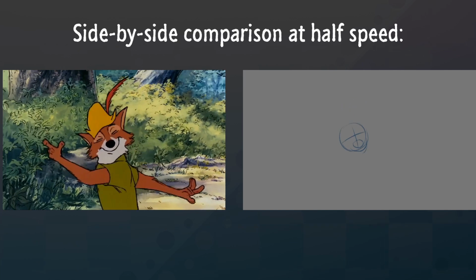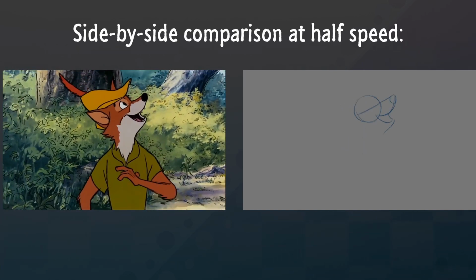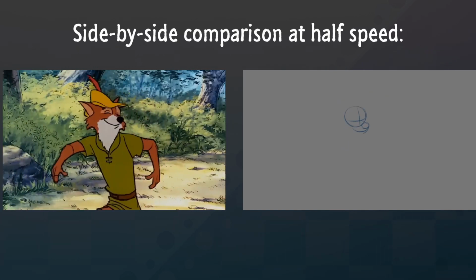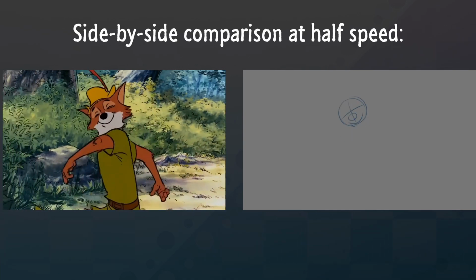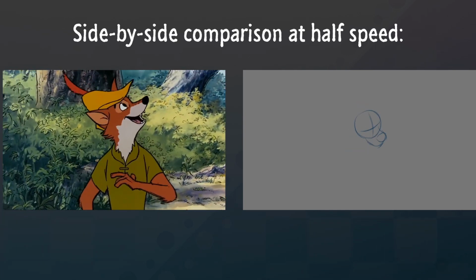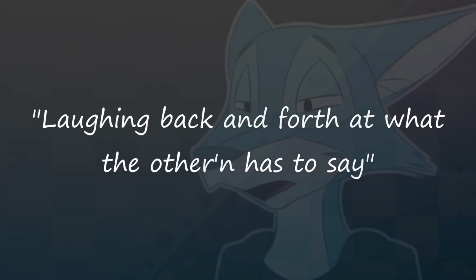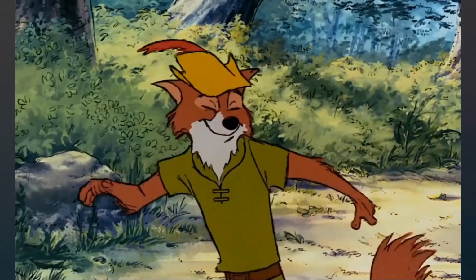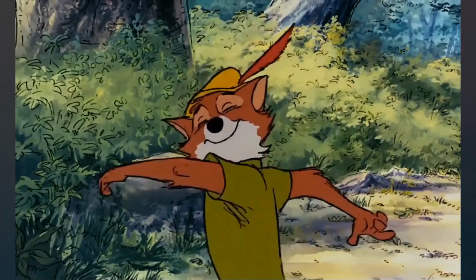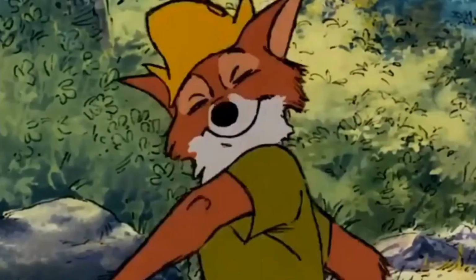Notice that Robin's head will start to point down faster than it starts pointing up. This makes for a more lively, snappy motion. I guess it's supposed to convey laughter, since the lyric here is laughing back and forth at what the other end has to say. But it also looks like he's just vibing more than anything else. It makes me wish I was happy enough to bob my head like this.